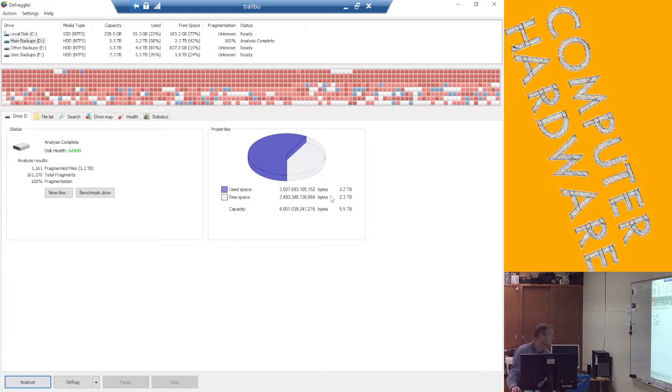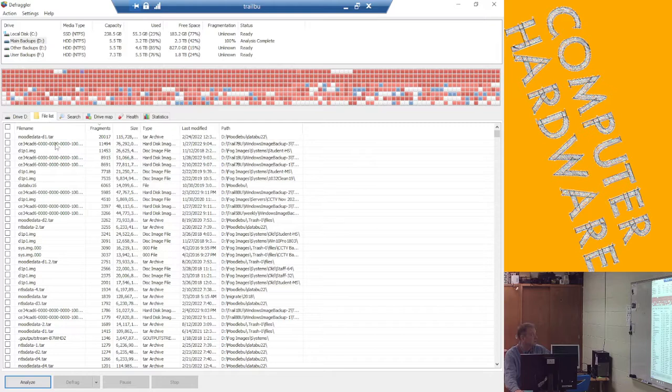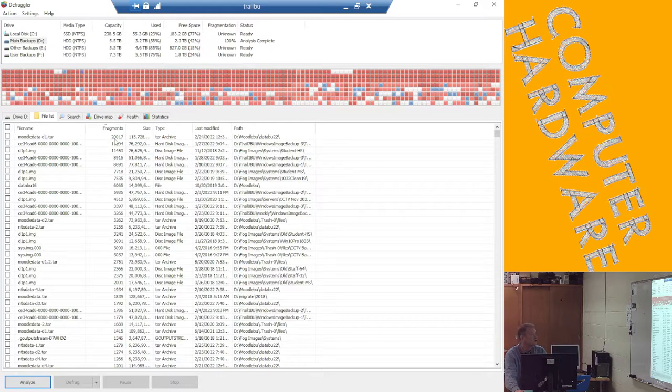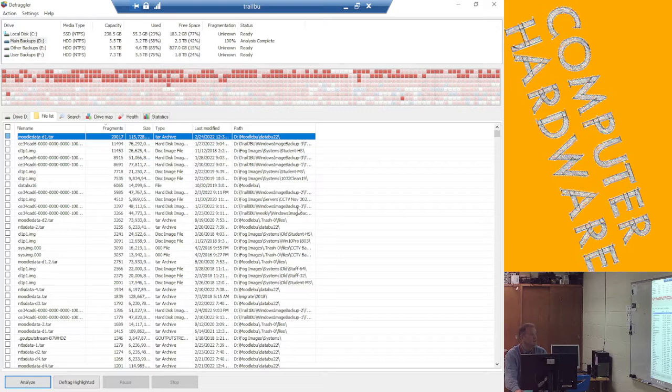Okay, so it said 0% fragmentation on Windows. This says 100% fragmentation because every week it deletes and rewrites files. So I was pretty sure this was going to be pretty fragmented. If I go to the file list, this file is 20,017 fragments around my drive. Is reading this file going to take some time? Holy moly. Yeah, it's going to take some time.